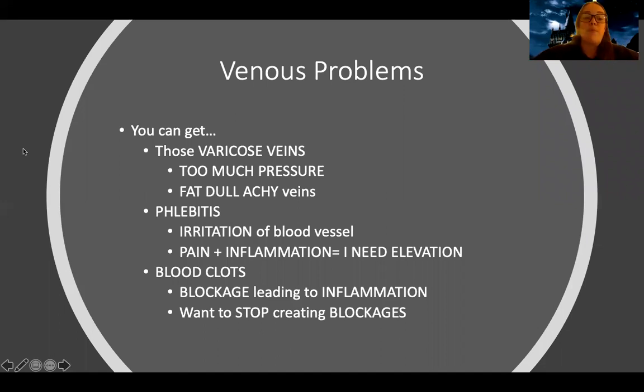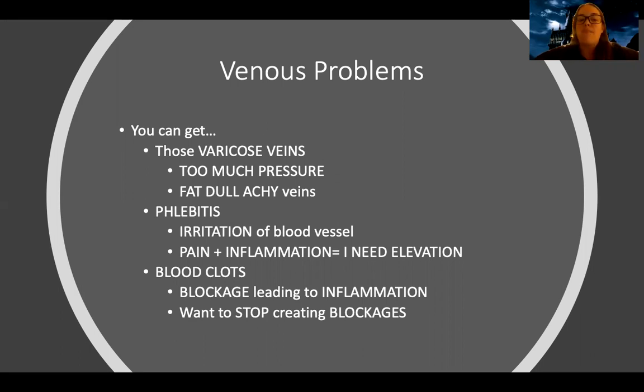So now let's look at venous problems. There are three main venous problems. There's varicose veins, where there's too much pressure and you get these tortuous veins. It's literally like a hemorrhoid, but on your leg. They feel like fat, dull, achy veins. It's a lot of pressure. Varicose veins are usually what we call self-limiting, which means they don't necessarily cause problems aside from the discomfort. They happen more often in women, and a lot of times there's the cosmetic issue that women don't like the appearance.